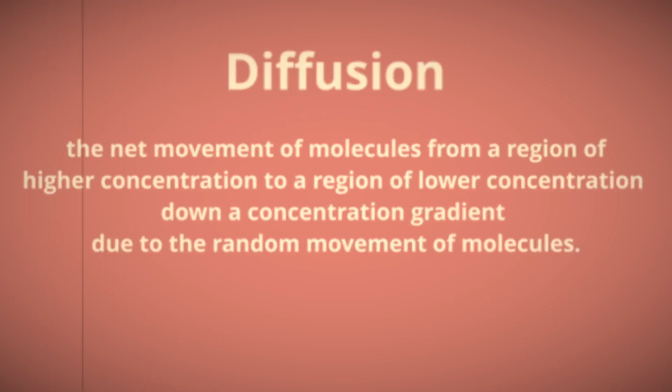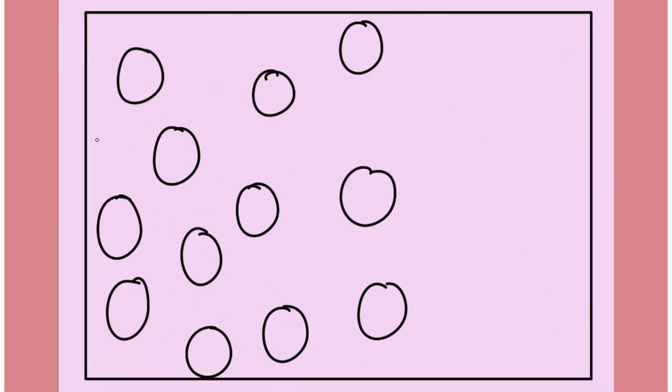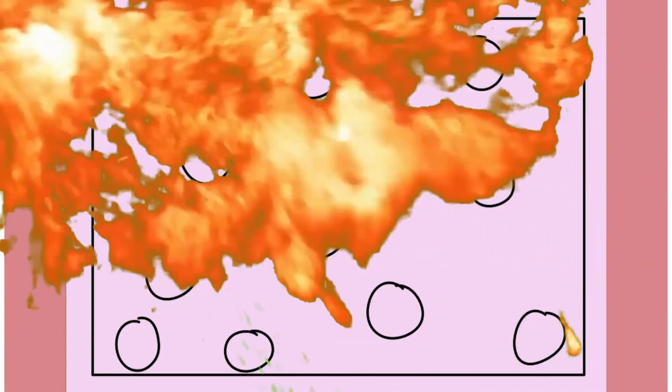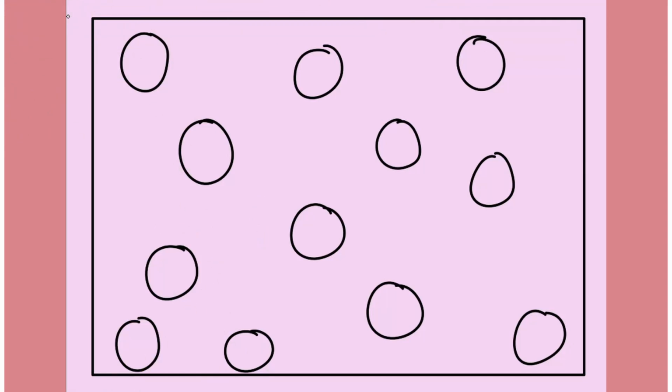Diffusion, by definition, is known as the net movement of molecules from a region of higher concentration to a region of lower concentration down a concentration gradient due to the random movement of molecules. This means that since molecules randomly collide, eventually the concentration of perfume particles will even out across the room to reach equilibrium, which is a passive process.